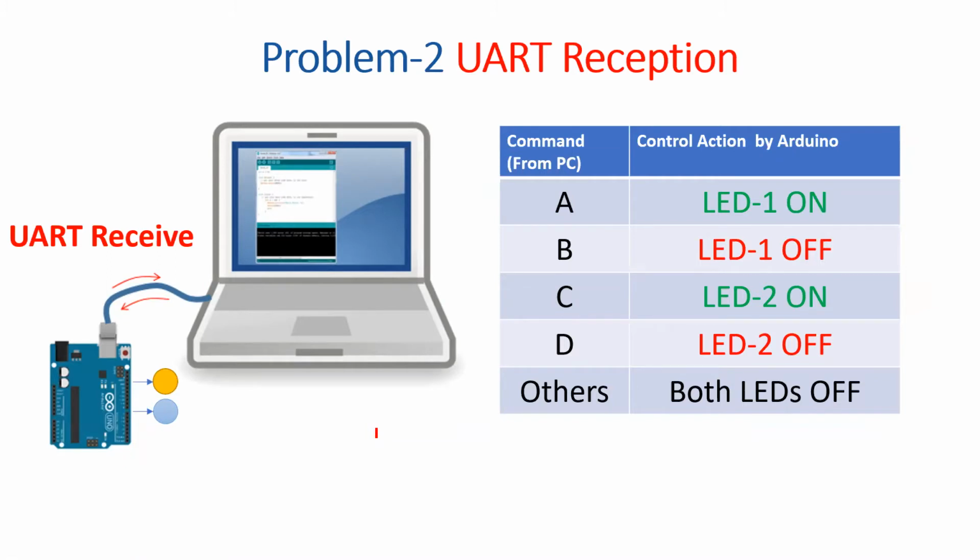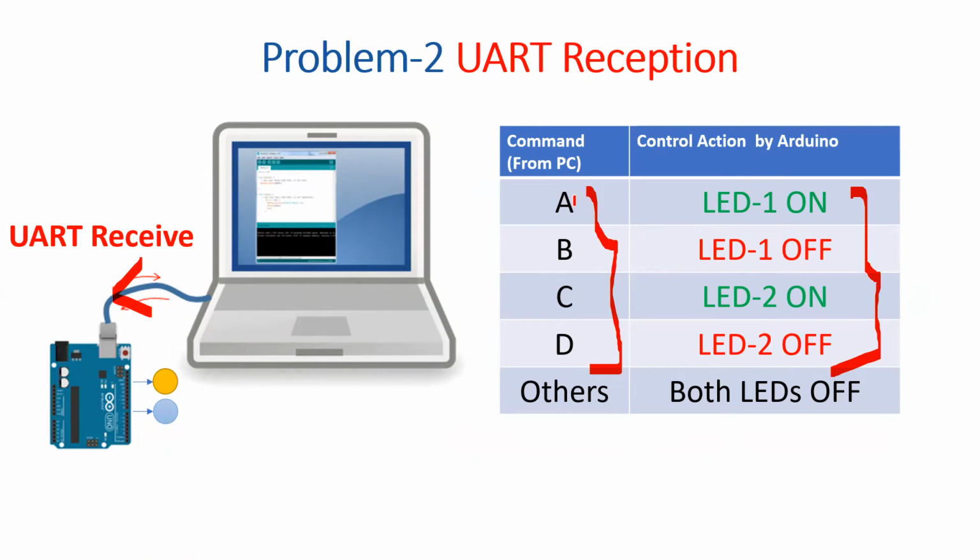In problem 2, we are going to see how to receive data via UART. In this case, the personal computer is sending the data and the Arduino is receiving it. Now, in this example, the personal computer is sending a fixed set of commands, and the Arduino will understand and interpret those commands and perform some unique control operation based on the command received from the computer.